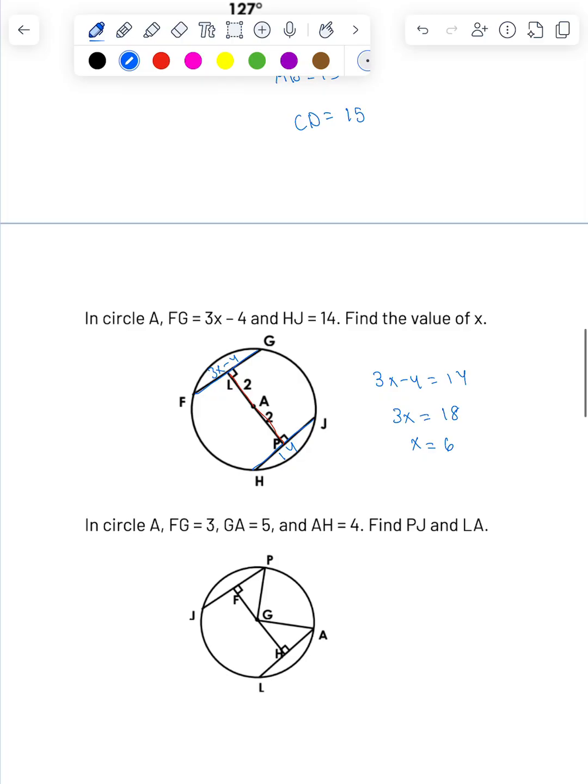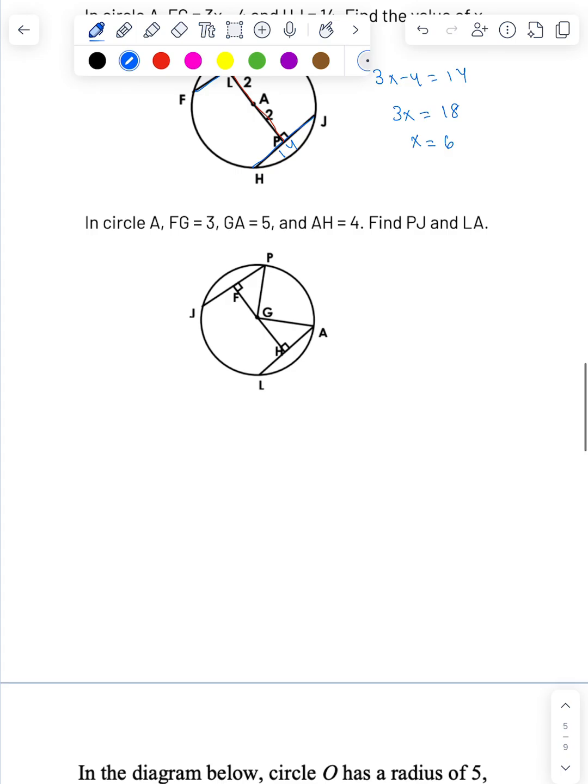In circle A, FG is 3, GA is 5, and AH is 4. Find PJ. So I'm just going to outline what we're finding. We're finding this chord, and LA. We're also finding this chord over here.